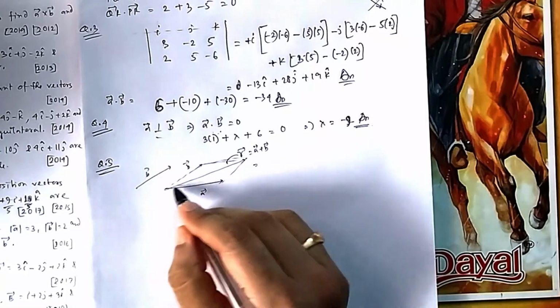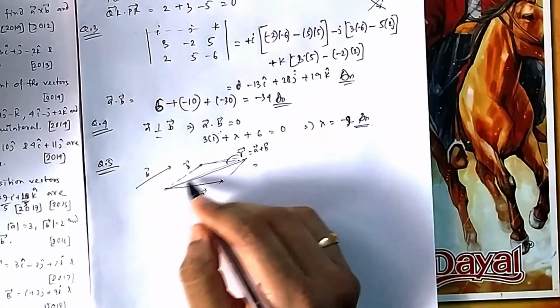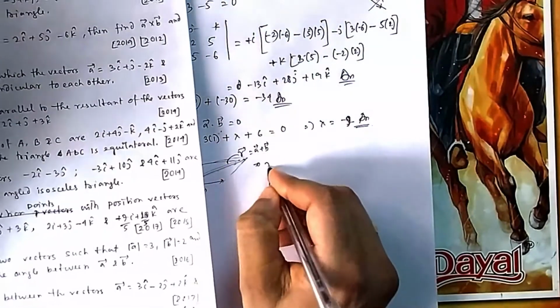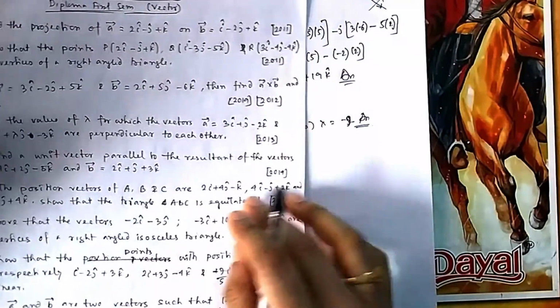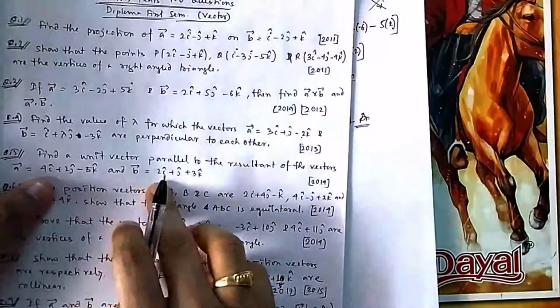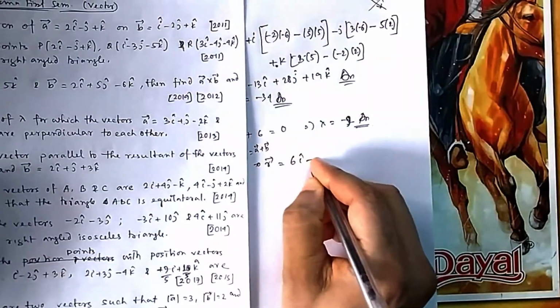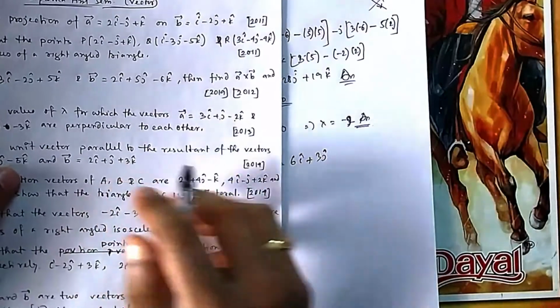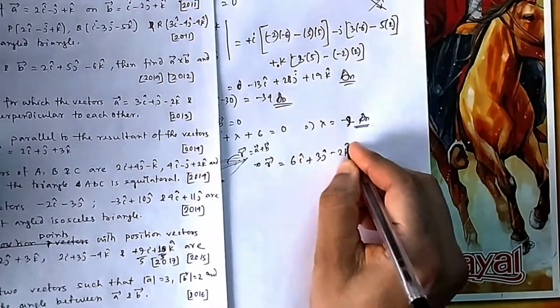I have shown you the parallelogram. This one is a plus b. In complex numbers also this one is z1 plus z2. So this is a plus b vector, and your resultant will be simply the sum of these two. So let me first find the resultant vector: 4 plus 2, 6i, then 2 plus 1, 3j, then minus 5 plus 3, that is minus 2k.